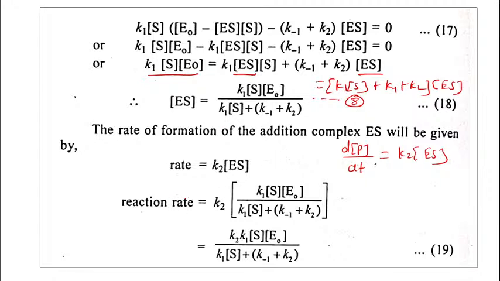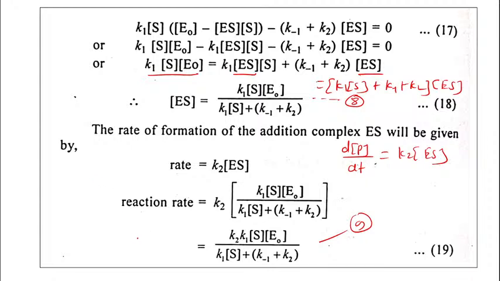Now put here ES into this equation. So the reaction rate, or rate of the formation of the product with respect to time, is equal to K2 into, by putting this value, K1 into concentration of the substrate into concentration of the E0 over K1 into S plus K minus 1 plus K2. So this is K1 K2 into concentration of the substrate into concentration of the E0 divided by this denominator, which does not change. This is equation 9.